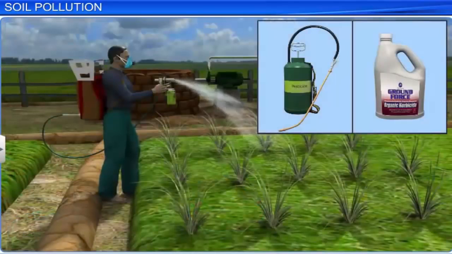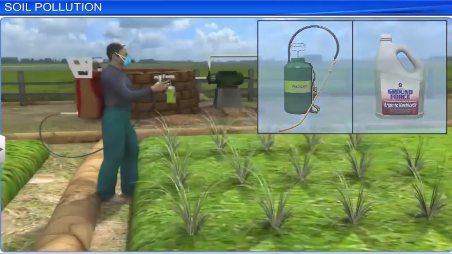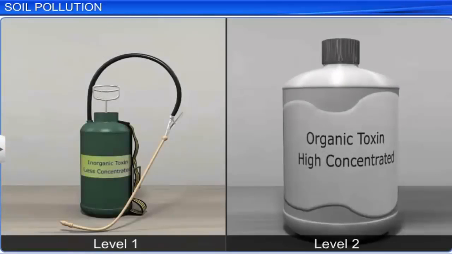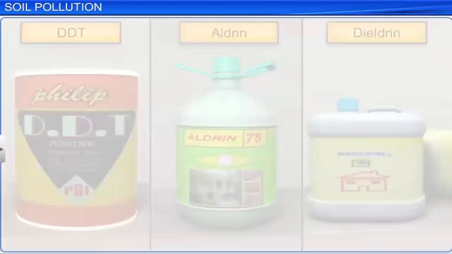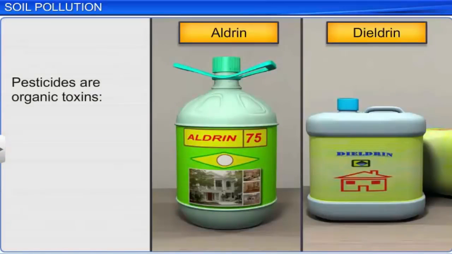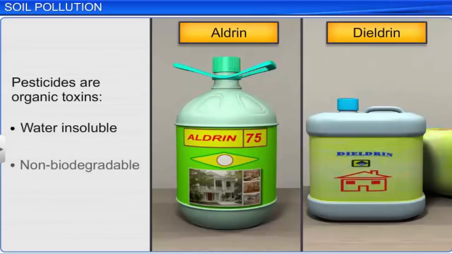However, if the same or similar kind of pesticide is used continuously a number of times, the pests grow resistant to them. That is why pesticides with highly concentrated organic toxins were made. For example, when insects grew resistant to DDT, organic toxins such as aldrin and dieldrin were introduced. These pesticides are water insoluble and non-biodegradable, and therefore harmful for the atmosphere.